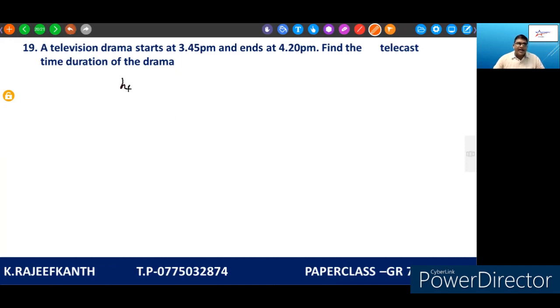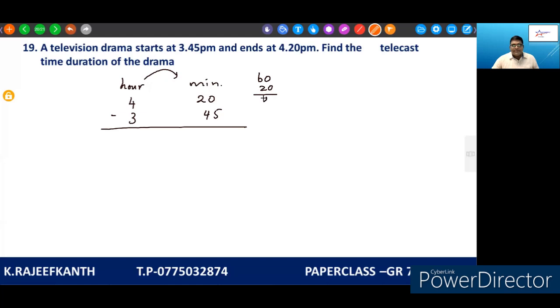Otherwise, when you are showing the method, you have to write in this way, 4:20, here 3:45. We have to subtract 3:45 from 4:20. Here we can't subtract 45 from 20, so we have to borrow 1. Here we are borrowing 1 hour, that means 60 minutes. Here already we have 20, then totally we have 80 minutes. Now we have to subtract the 45, then 35 minutes. Here 3 minus 3, 0. Then the answer is 35 minutes.